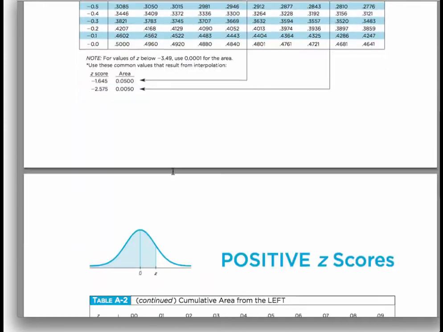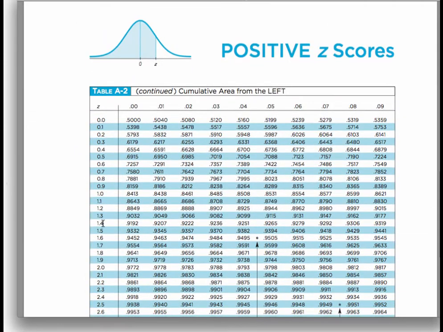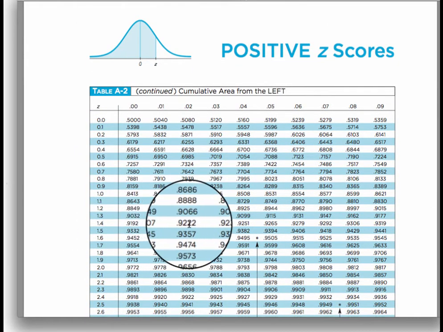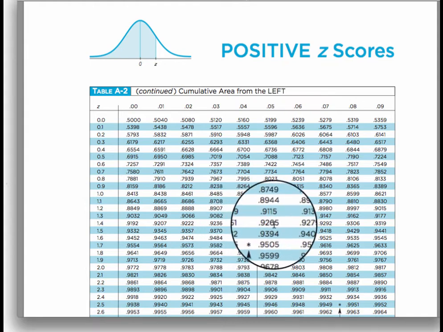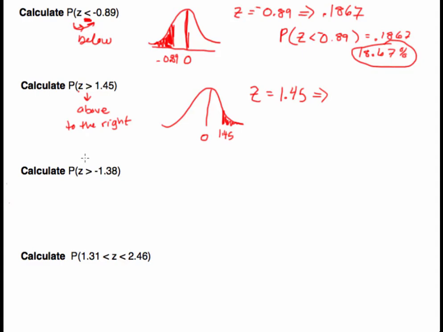This is a positive z-score. If I get 1.4 and go all the way over to the column for the hundredths place being 5, I get 0.9265. Now, this is associated with 92.65%. This picture should lead us to think, wait a second, that might be wrong.